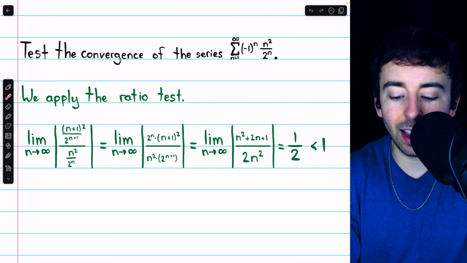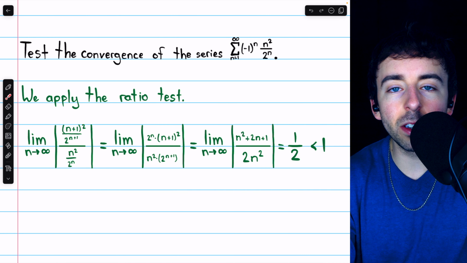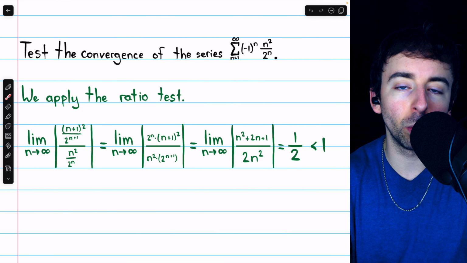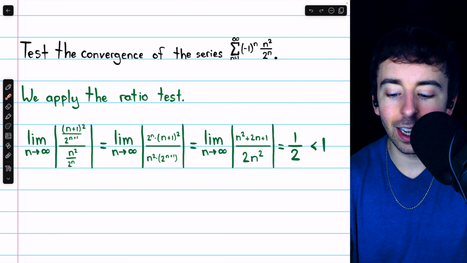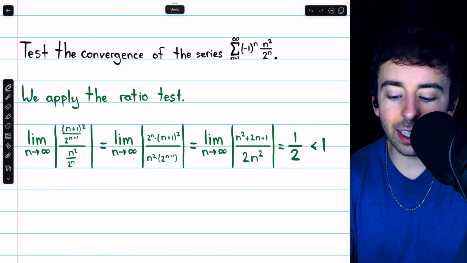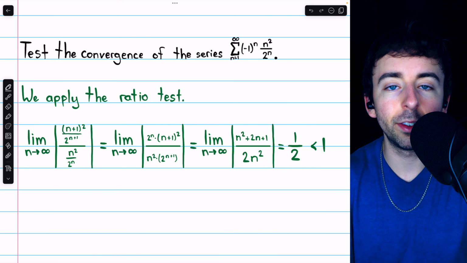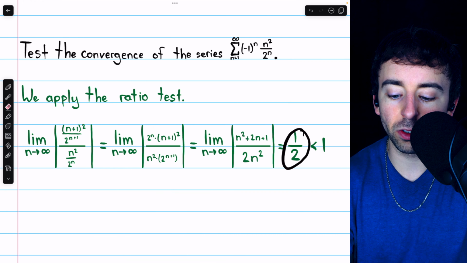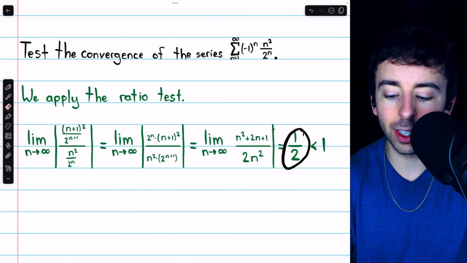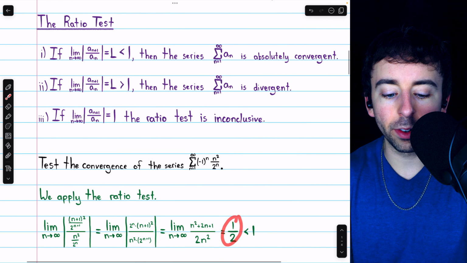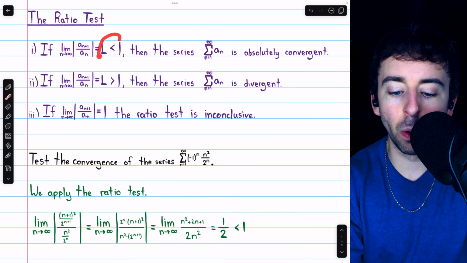So the limit as n goes to infinity is going to be the ratio of the leading coefficients of these equal degree polynomials. The leading coefficient in the numerator is just 1, and the leading coefficient in the denominator is 2. And so the limit is 1/2. We could, of course, just drop the absolute value bars if you like, because everything we're dealing with here is a positive integer.